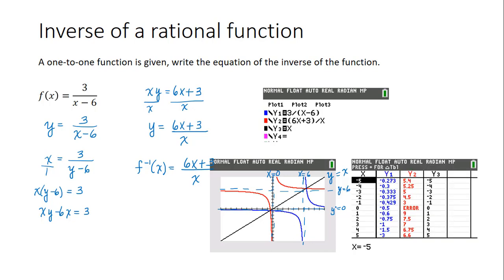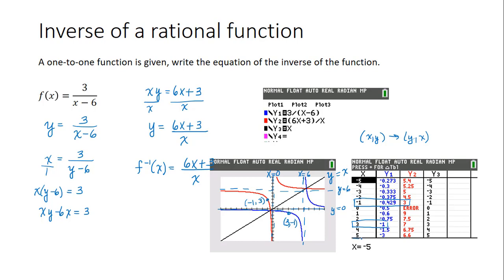We can see it maybe a little bit clearer when we look at the table. Again, recall that the ordered pairs are interchanged. If x, y is on the graph of the original function, then y, x is on the graph of the inverse function. We can see a few of these points. Notice that in the original function we have 3, negative 1. So on the inverse, we would want to find negative 1, 3.